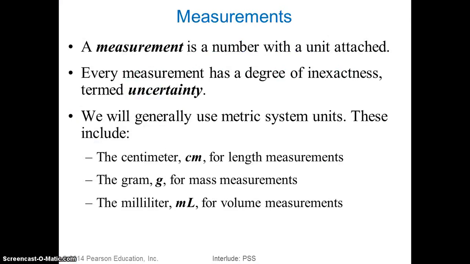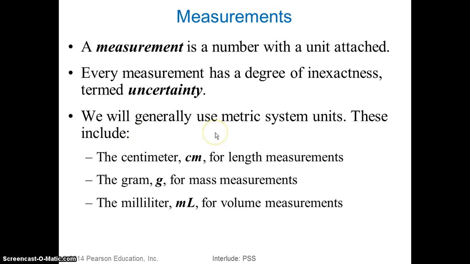So let's start with measurement. A measurement is a number with a unit attached. For example, 5 centimeters. 5 is a number and centimeter is a unit. Each measurement has some inexact numbers, called uncertainty. That uncertainty comes from the type of equipment that we use for measurement or from human error.